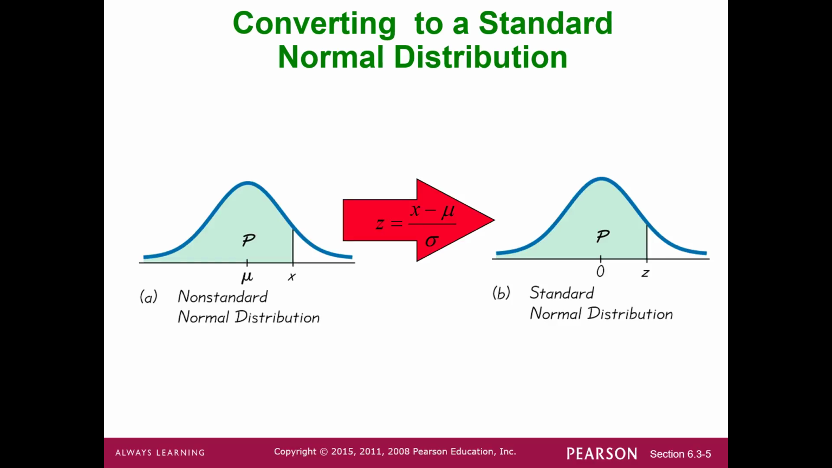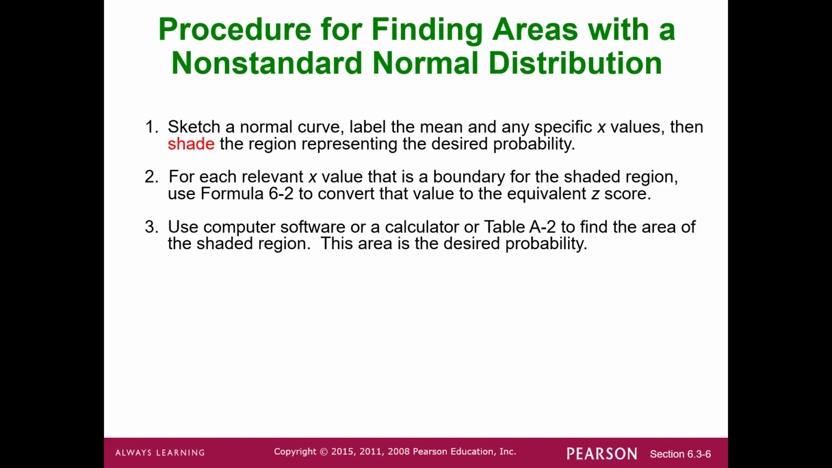And so now we're going to talk about why we would do this and how we would go about the procedure. It says the procedure for finding areas with a non-standard normal distribution is, number one, sketch a normal curve, label the mean and any specific x values, then shade the region representing the desired probability. For each relevant x value that is a boundary for the shaded region, use formula 6.2 to convert that value to the equivalent z-score, and then after that you can use your computer software or calculator or table A2 to find the area of the shaded region. This area is the desired probability.